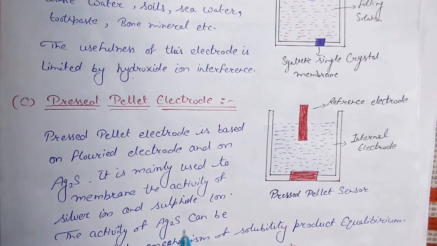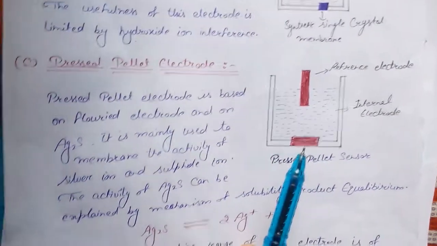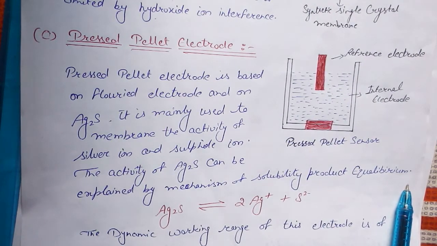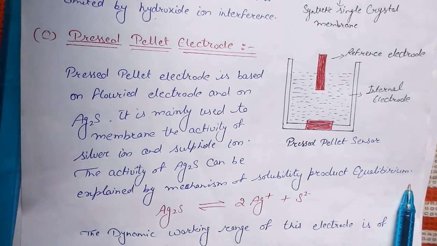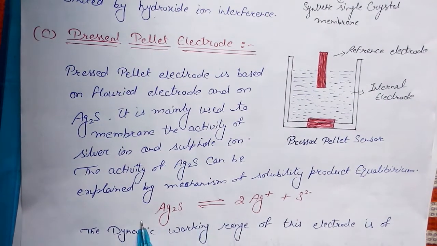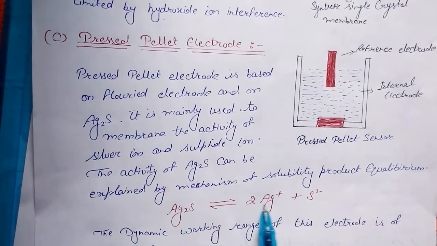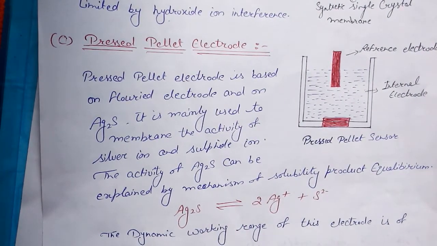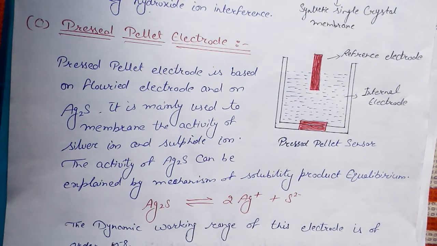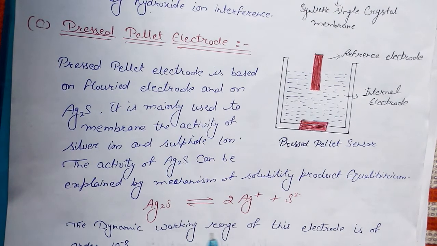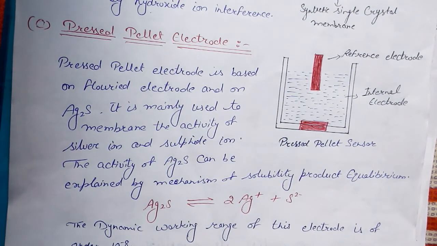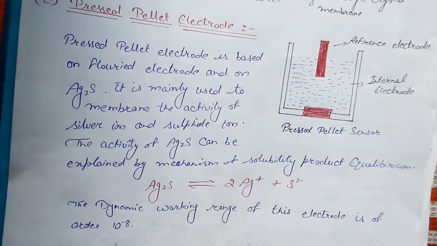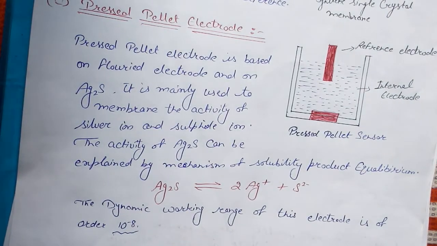The activity of silver sulfide can be explained by the mechanism of solubility product equilibrium. So how will we give the equation or equilibrium condition? This is here. Silver sulfide will give you silver ions and sulfide ions. So this is our equilibrium state, right? The dynamic working range of this electrode is of the order of 10 to the power minus 8. So this is its working range, which is important.